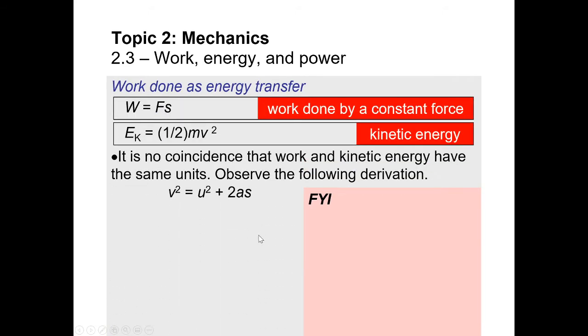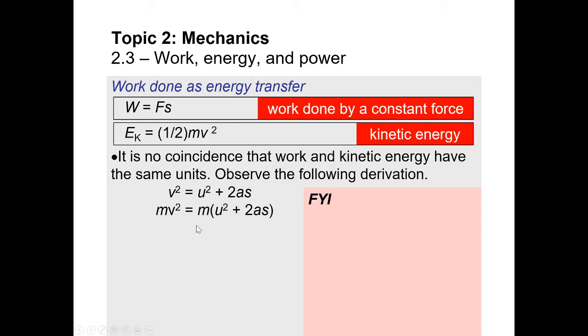Now, work as energy transfer. Watch this derivation. It's actually very interesting. Starting off with this kinematic formula, v squared equals u squared plus 2as, the first thing I'm going to do is multiply both sides by mass. So you have m on the left, m on the right. You haven't changed anything because what you did to the left, you did to the right.